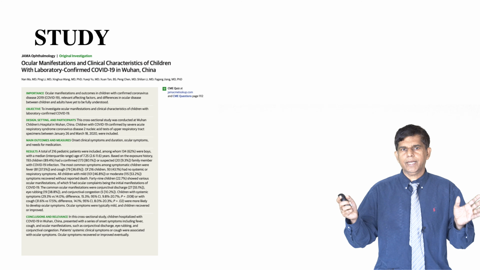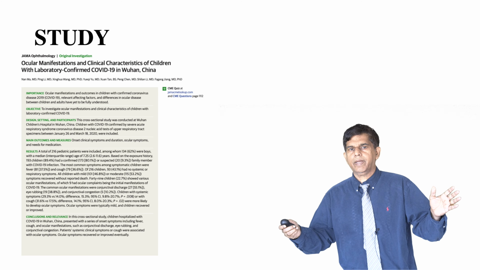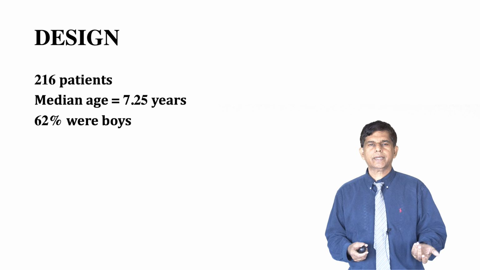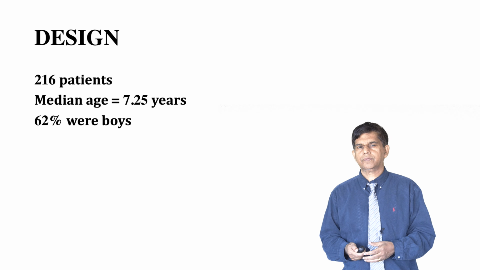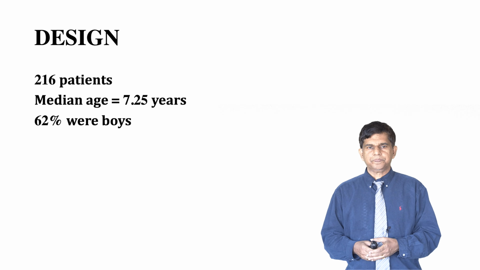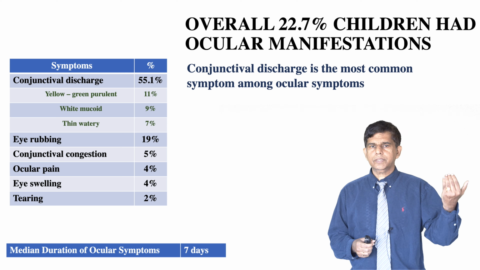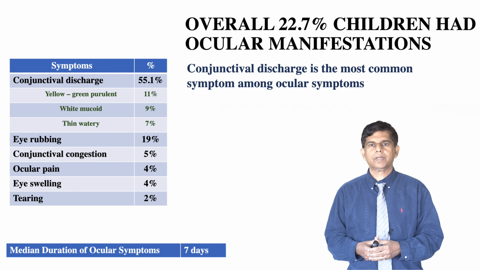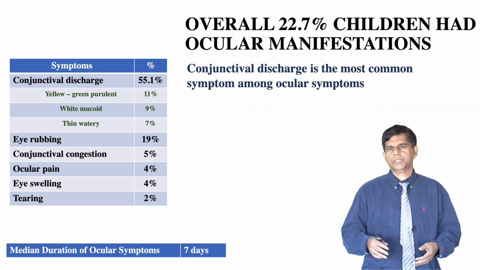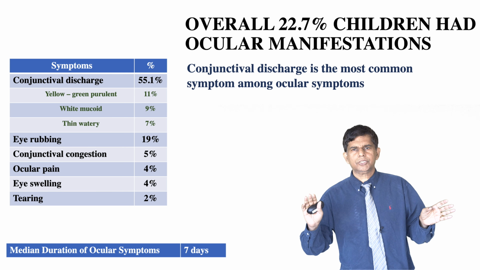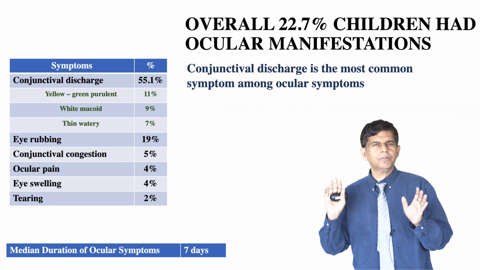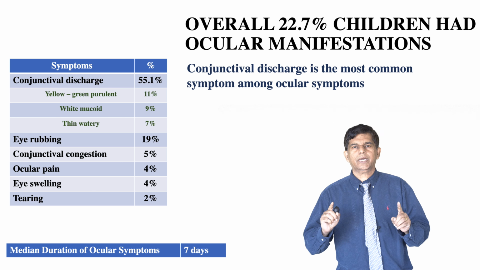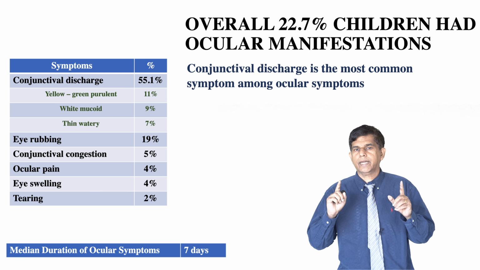So we found this nice study published in JAMA looking at the ocular manifestations, and there were 216 kids. The median age of the kids was 7.25 years, and 62% were boys. So let's look at it. Out of 216 kids, 22% had some ocular manifestation. That's concerning. When you look at adults, they don't have that much. You don't see that many patients, very rare, maybe 1 to 2%. But in kids, 22% or 23% of children had ocular manifestations.